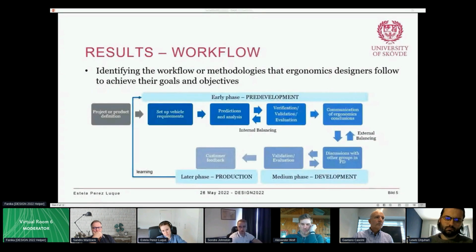When it comes to the workflow, which is the second phase of the interview, here we can see a figure that represents a characterization of a typical ergonomics designer's workflow. This characterization is based on the interviews and the interviewees' answers. This workflow describes the steps of ergonomics designers through the different product design phases, where the most relevant steps are the internal and the external balancing.